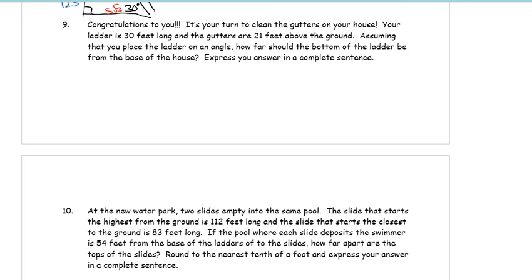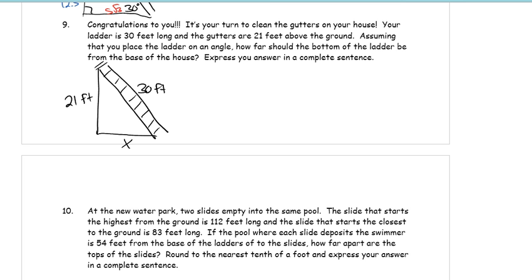Okay, so again, we have a 30-foot long ladder. Here's my ladder. I can actually draw a ladder that looks really good. So that's our 30-foot ladder. And the gutters are 21 feet. So your gutters are up here. They're 21 feet above the ground. How far should we put the ladder away? So what should this length be?